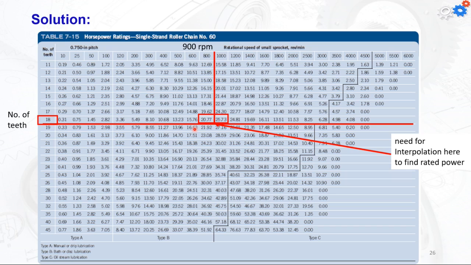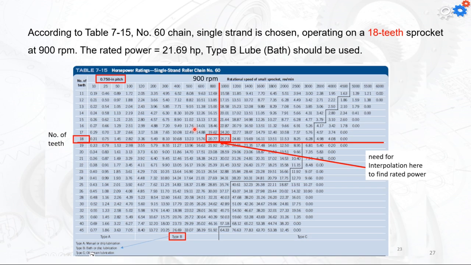I'm going to use that. Now the pitch value, as we said, is going to be 0.75 in inches. You can find it in millimeters. And we're going to use the type B with the path or the disc lubrication process. Now, once again, according to table 715, number 60 chain, single strand chosen, operating on the 18 teeth sprocket at 900 RPM, the rated power is going to be 21.69. Type B loop path should be used.